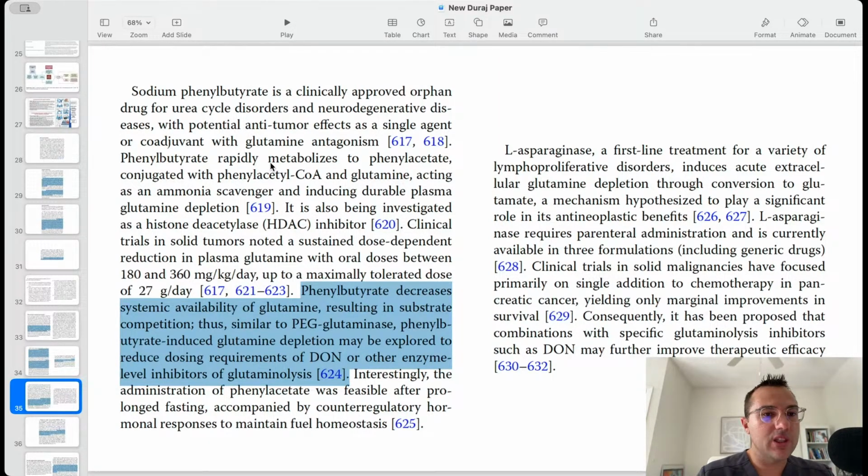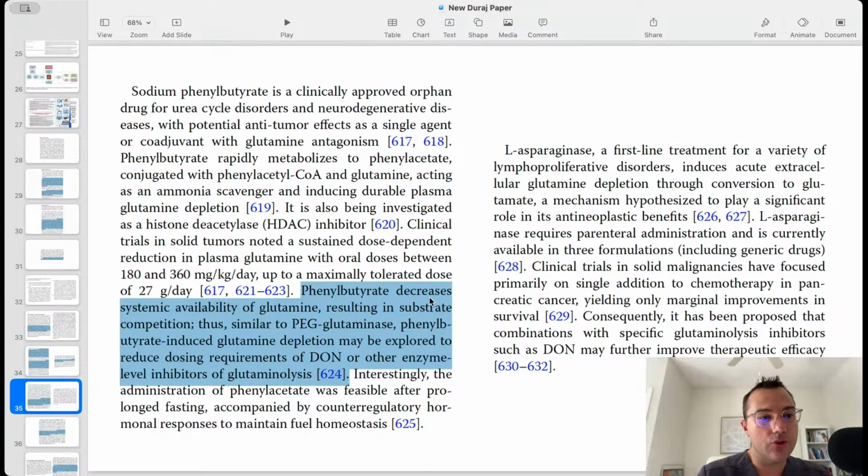Phenylbutyrate rapidly metabolizes to phenylacetate, conjugated to phenylacetyl-CoA and glutamine, acting as an ammonia scavenger and inducing durable plasma glutamine depletion. And it is also being investigated as a histone deacetylase inhibitor. Clinical trials in solid tumors noted a sustained dose-dependent reduction in plasma glutamine with oral doses between 180 milligrams and 360 milligrams per kilogram per day, up to a maximum tolerated 27 grams. Wow, per day. That's a lot.